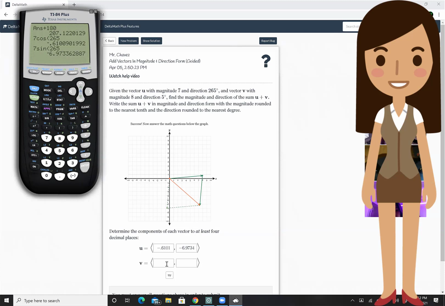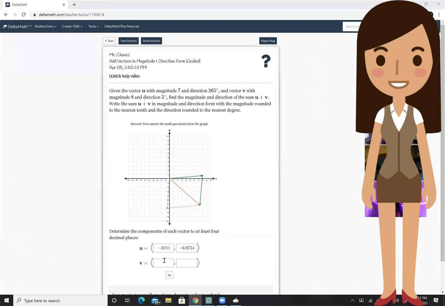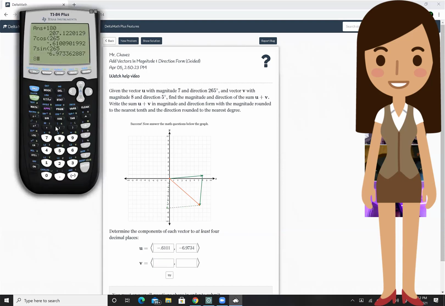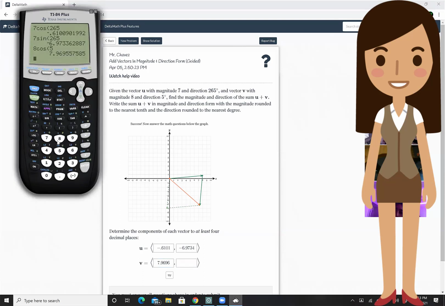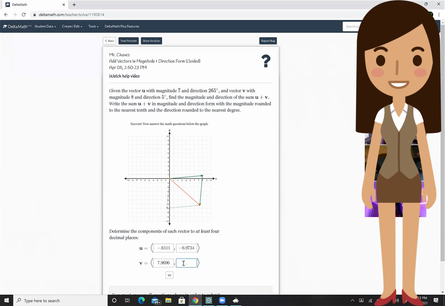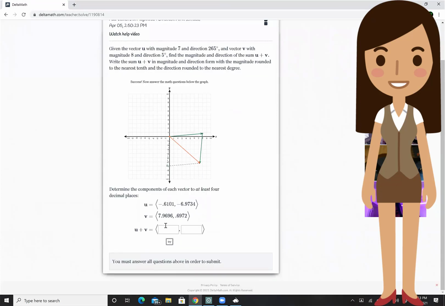So here we go. Vector V. So vector V is 8 cosine 5. So it's going to be pretty close to 8 there. Push enter. I get 7.9696. Round it up. 7.9696. And then for that one, I'm going to do 8 sine of 5, guys. That's how you get your y value. And 0.6972. I think it's smart enough to know that if you're within range, it's going to let you do it.